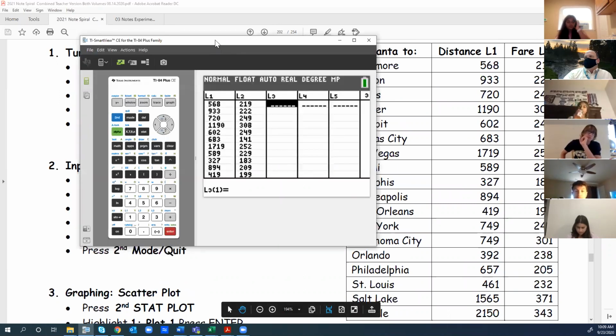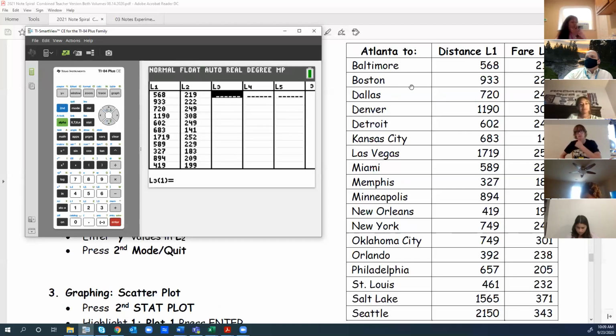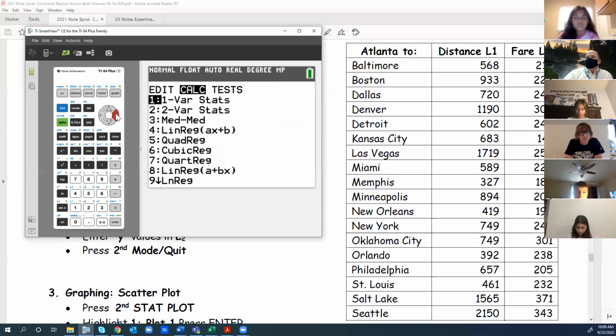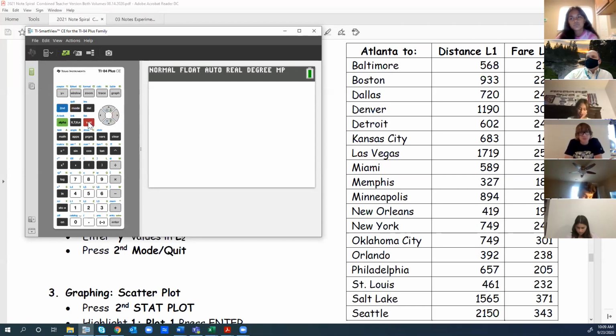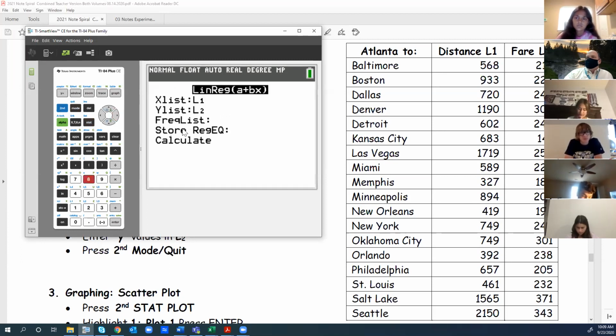So I have my data already entered. Then I need to go ahead and get the residuals put in. To do that, I'm going to go stat, calc. Well, first off, I'm going to clear the screen, so second quit, clear the screen. Then I'm going to do a stat, calc, and I'm going to do a number 8 for linear regression. Second 1 for L1, because that's where my X list is. Second 2 for L2, because that's where my Y list is. And I'm going to drop down to store regression equation, all right?